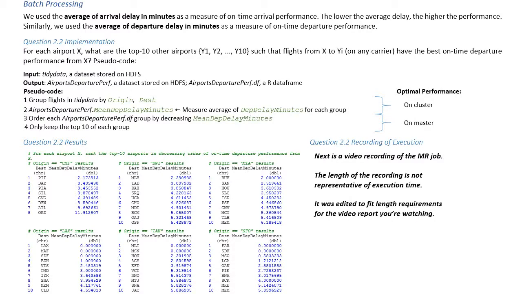To find for each airport X what were the top 10 airports Y1 to Y10 that had the best on-time departure performance from X, we grouped the data by origin airport, then destination airport. Within each group, we measured the average of departure delay in minutes, ordered the results, and kept the top 10.